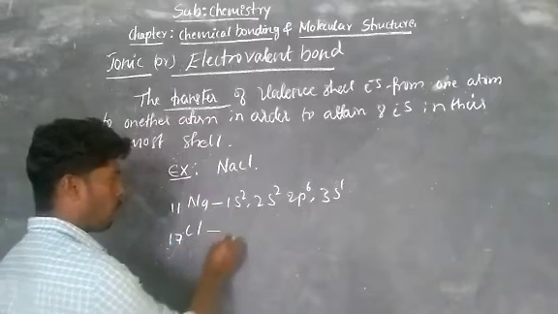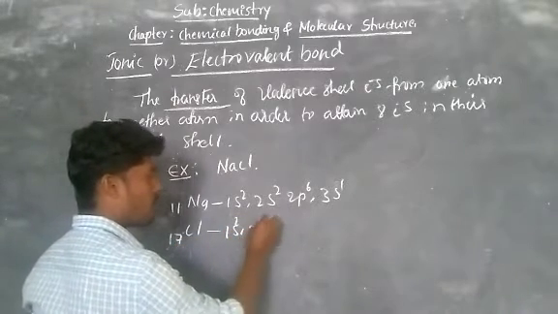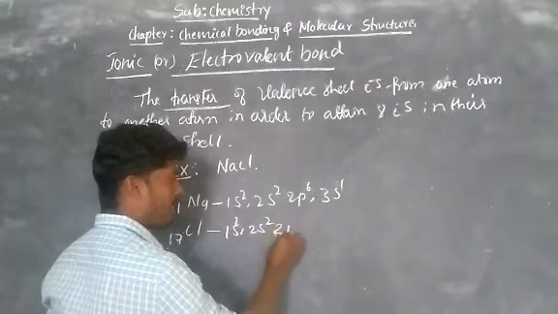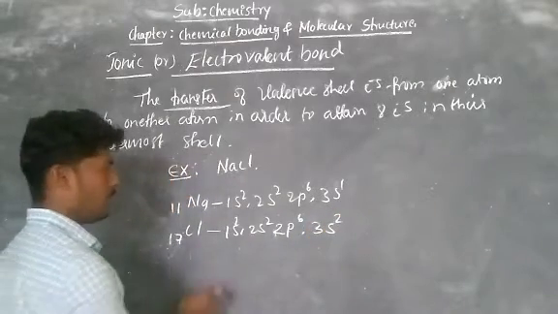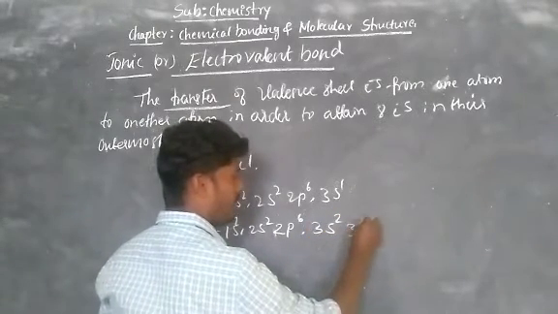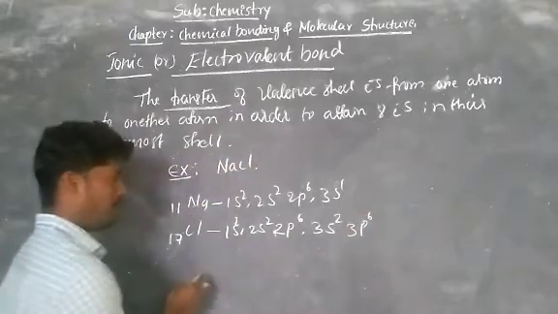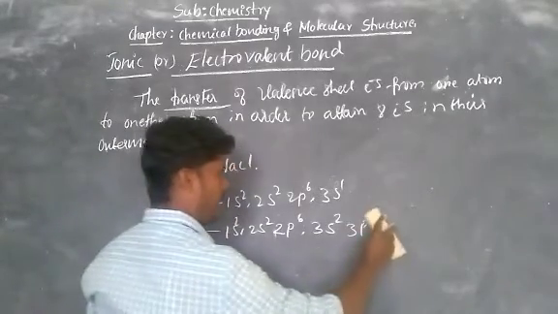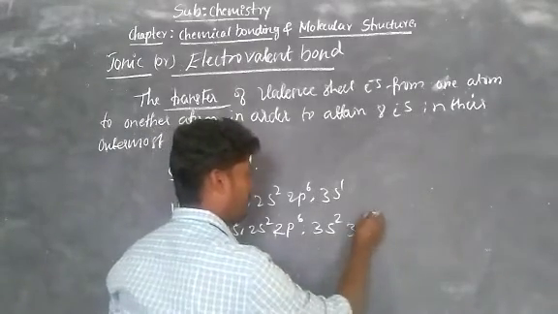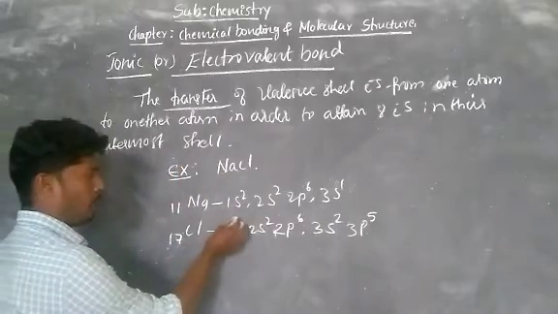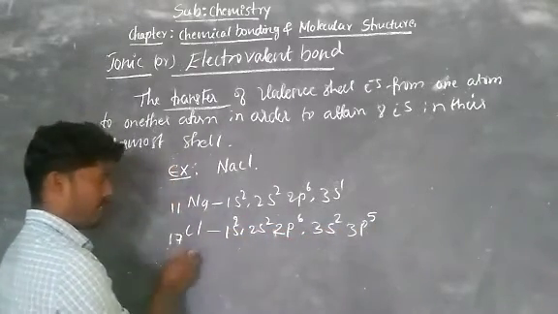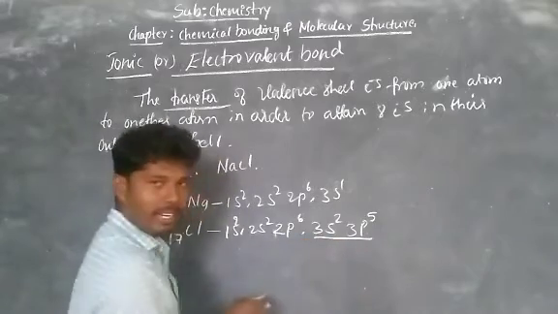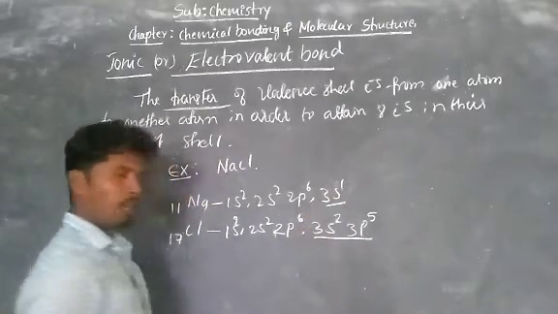Then similarly for chlorine: 1s2, 2s2, 2p6, then 3s2, 3p5, that is 2 plus 2 is 4, plus 6 is 10, 10 plus 7 is 17. So here the valence shell of chlorine has 7 electrons and sodium has only 1 electron.